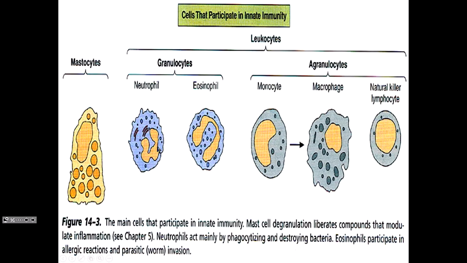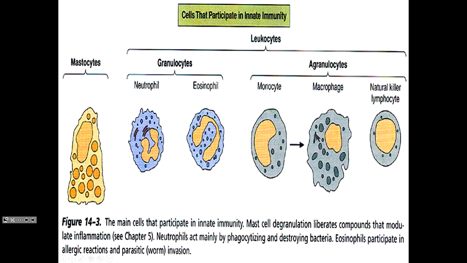Some of the cells that are involved in this non-specific or innate immunity include mast cells that will promote an inflammatory response. Obviously, neutrophils are phagocytic. Eosinophils can attack parasites. Of course, we know monocytes can differentiate into macrophages and a variety of other related cells like Kupffer cells, glial cells, osteoclasts, and so on.